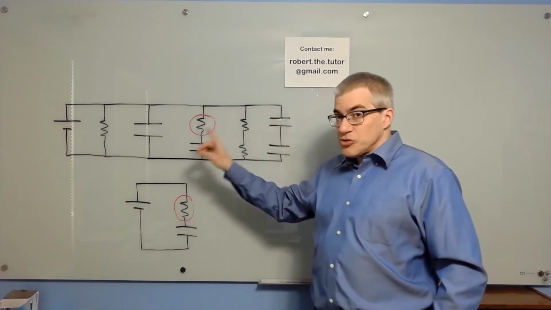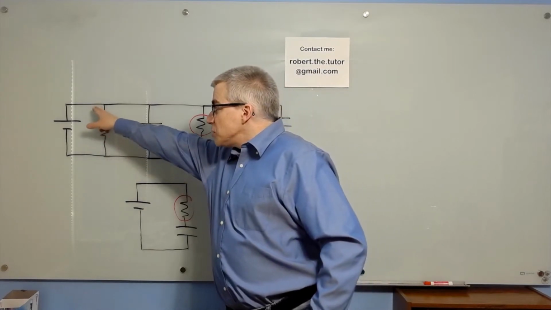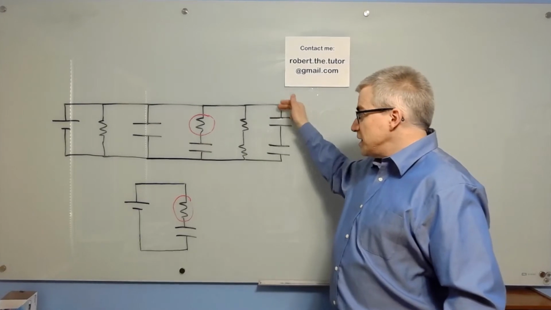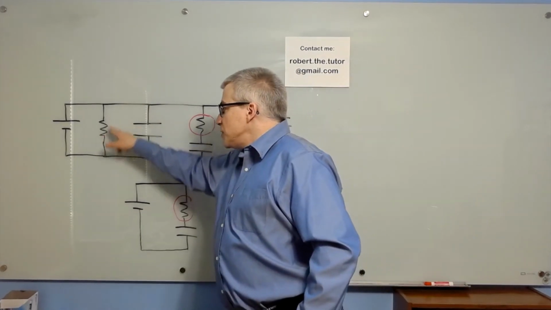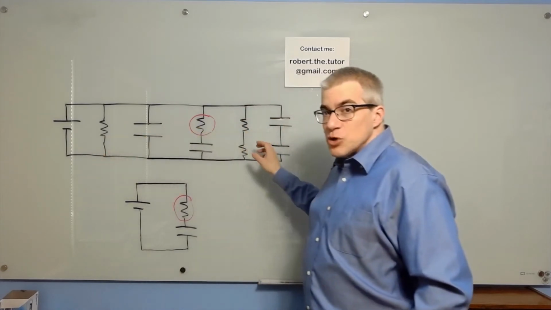Yes, because of the structure of this kind of circuit. You have a battery connecting the top wire and the bottom wire. And the top wire is connecting each of these branches. So we have this resistor connected across the battery, this capacitor connected across the battery, and so forth.